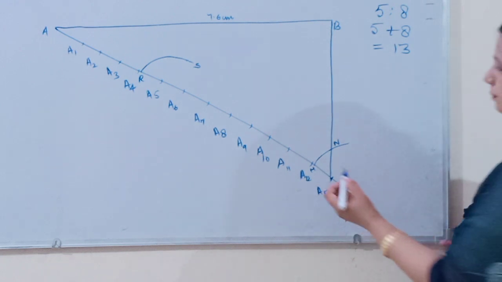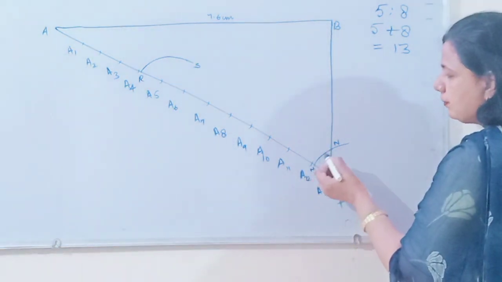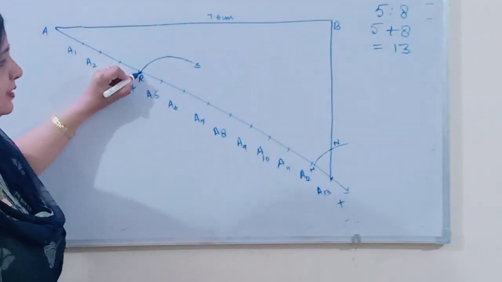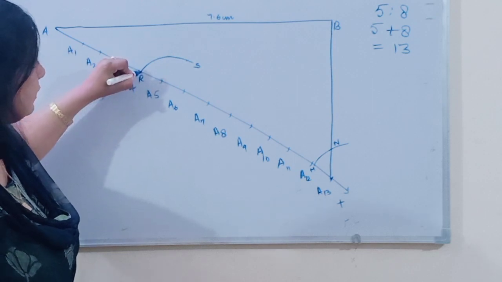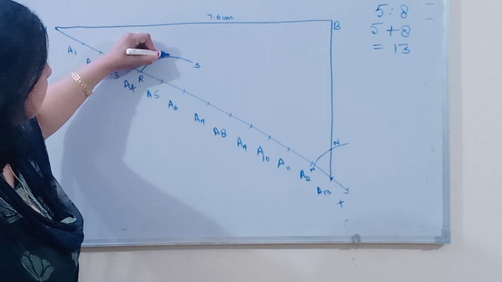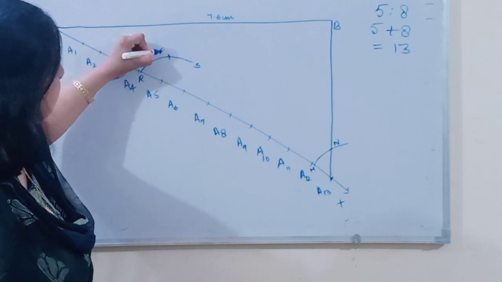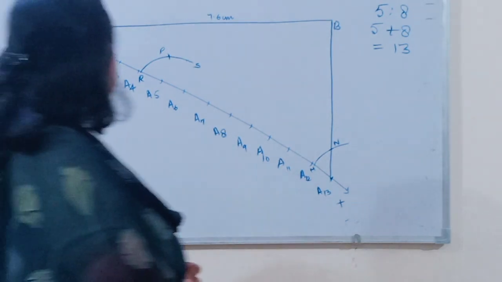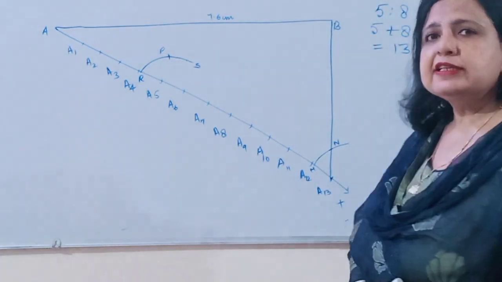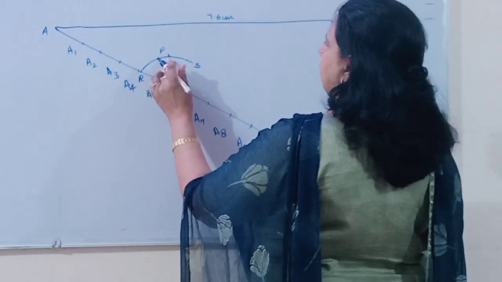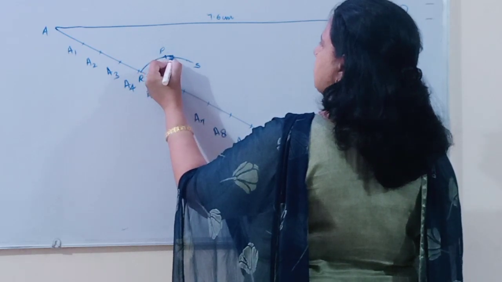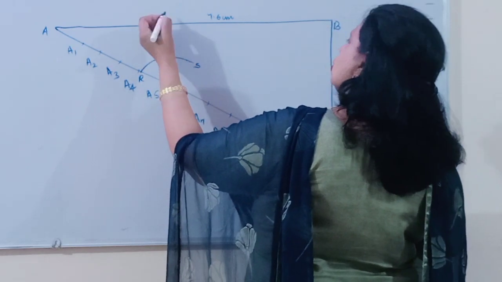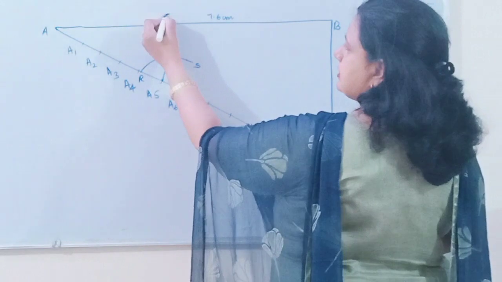Now keeping the needle of the compass at M, take this distance MN in your compass. Now keeping the needle at R and the distance MN in the compass, we'll cut an arc on this arc RS. We'll cut a point P. Now we'll join A5P and extend it to intersect AB at C.